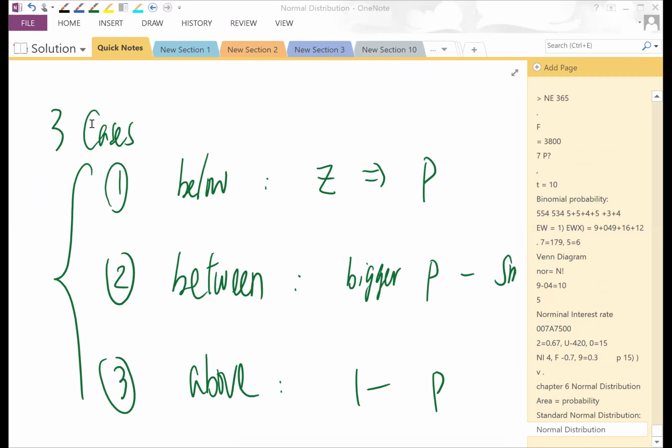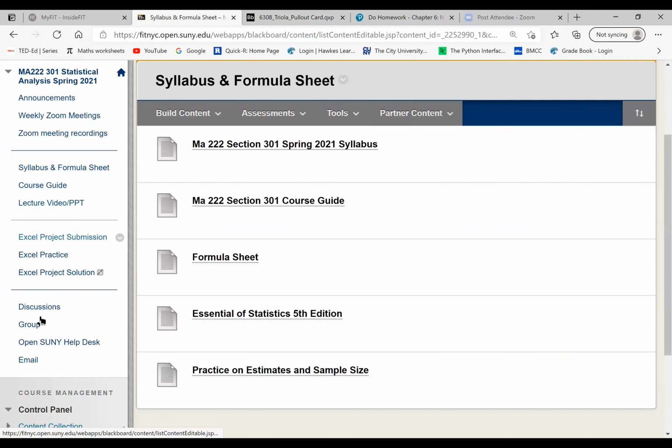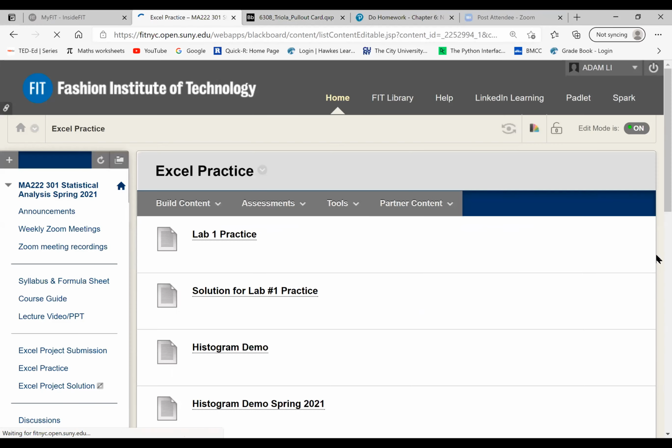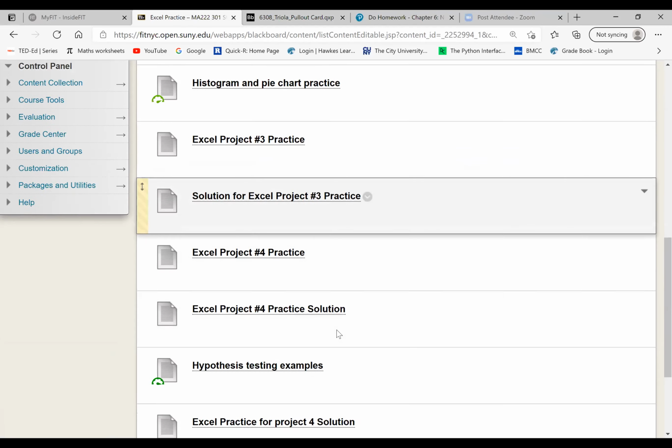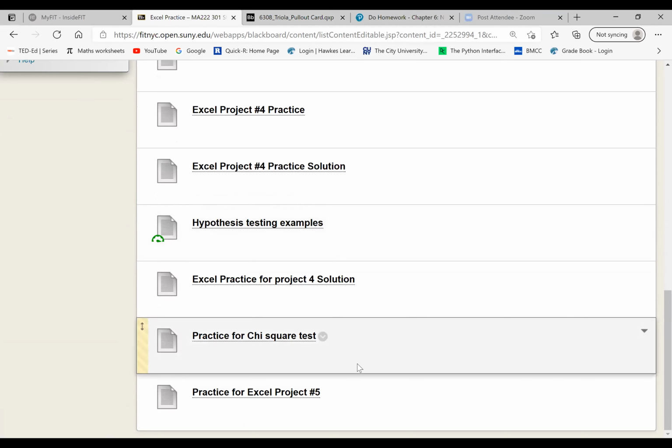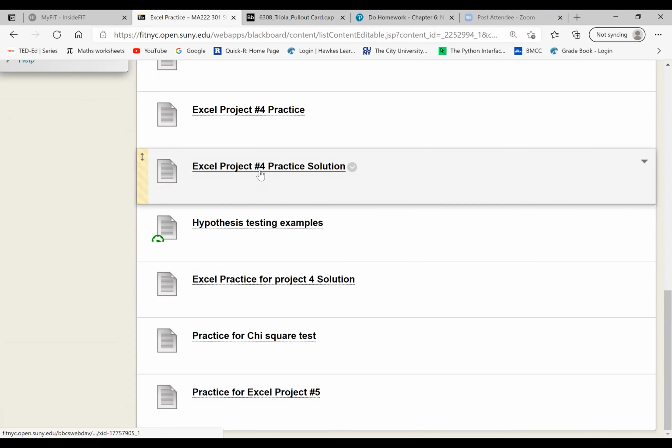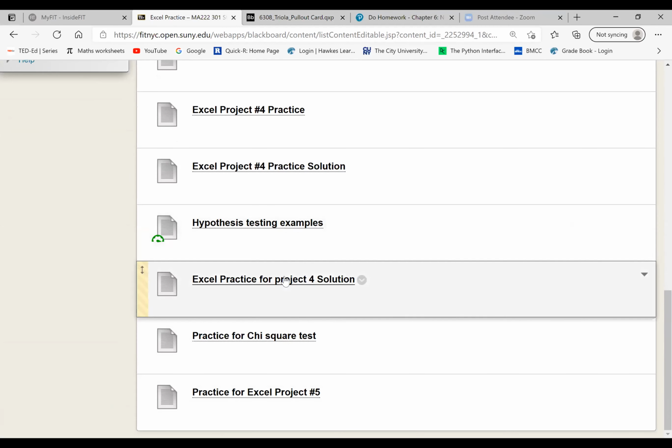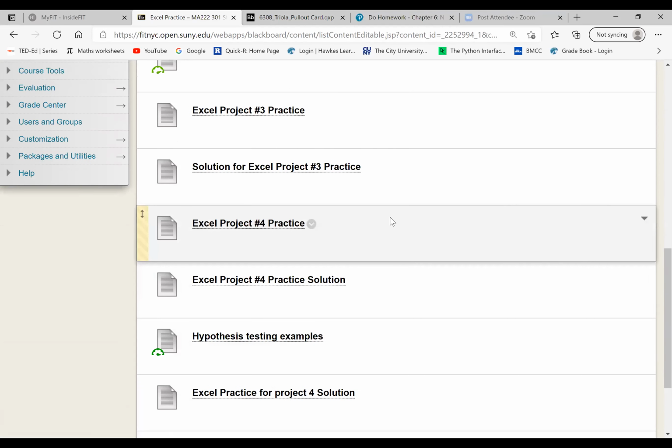Let me see if I posted a review sheet, practice sheet yet. Okay, Excel practice. Chi-square. Nope, I haven't posted yet. So let me just post it really quickly. You can think about this. Or if you have any question from the homework, let me know from chapter 6.